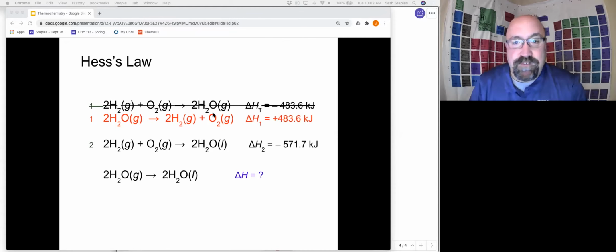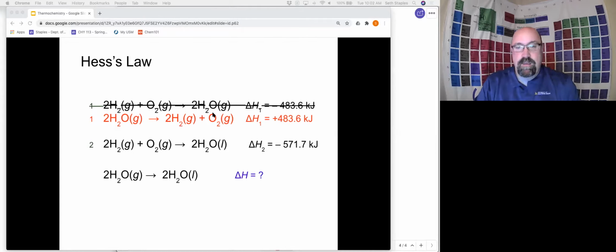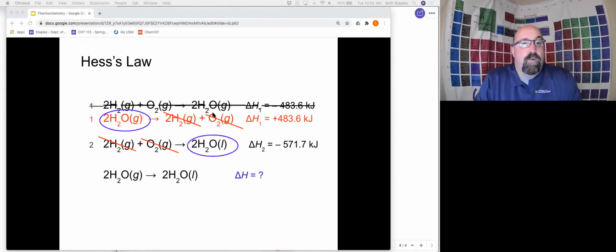And now let's just take stock of where we're at. We can see that we have 2H2 now as both a product in equation 1 and a reactant in equation 2. So let's cross those right out. Those are going to disappear. We're not going to think about those anymore. We also have O2 as a product in equation 1 and a reactant in equation 2. So those are going to go away. And once we do that, we have what we're looking for.